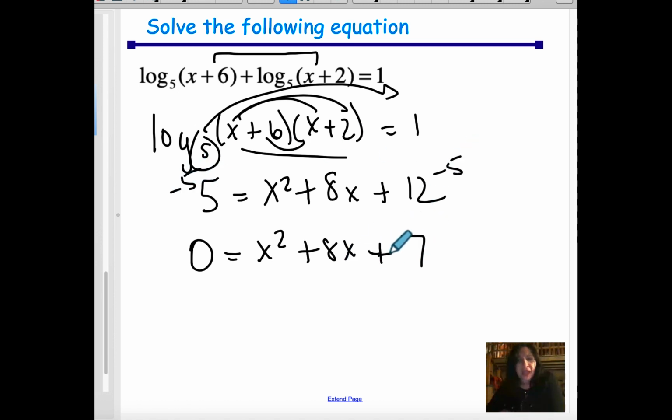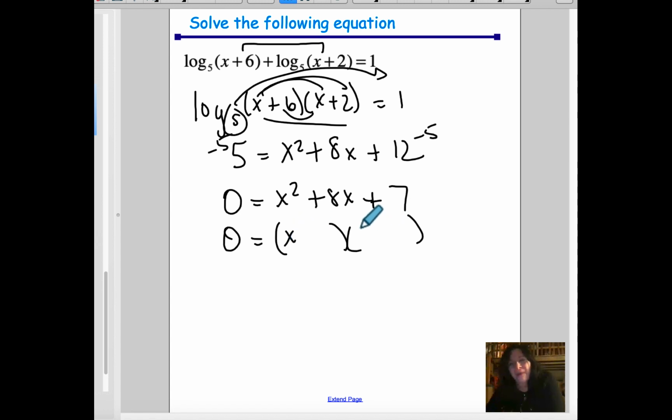plus 7. And then I'm going to factor. I know all of you like to use the quadratic formula on your calculator. Go for it. x and x, this is going to be plus 7 and plus 1. Split these up. I get x equals negative 7. I get x equals negative 1.